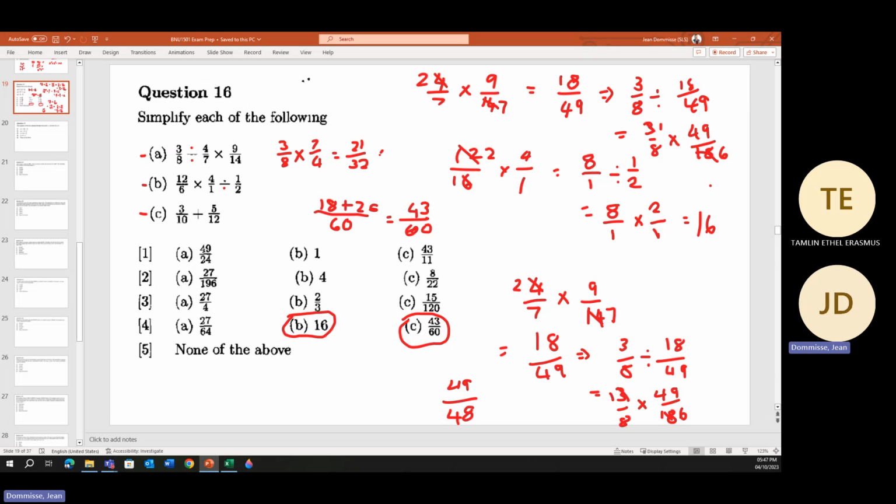And then if we multiplied it by 9/14, let's just see what we get. So 7 goes into 14 twice, and 7 goes in there 3 times. So now I would have gotten 27 over 64. Okay, which is that option.